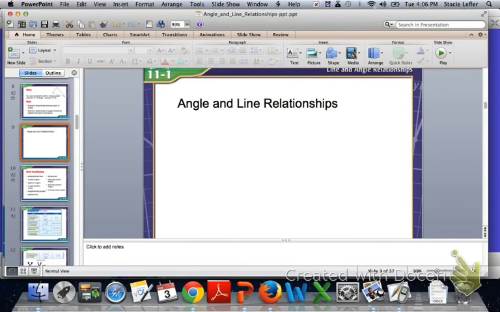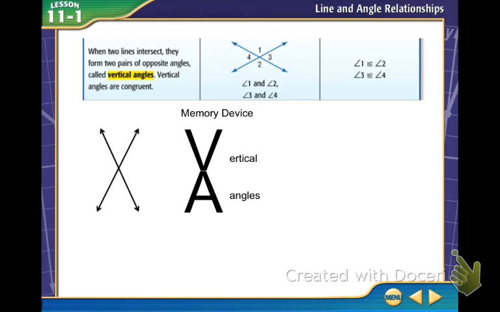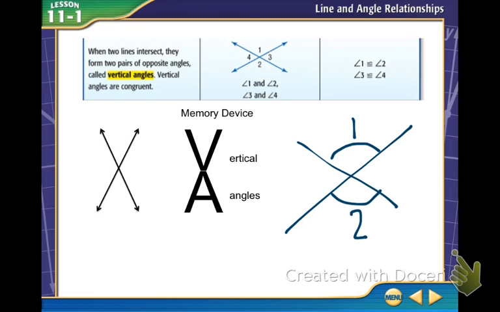We're going to look at some special angle and line relationships. Vertical angles are made when two lines intersect, like that. The vertical angles here are the ones across from each other. So I could call this angle 1 and angle 2, and I would say they are vertical. They're opposite from each other. Or I could look at these two here, angle 3 and angle 4, and they are also vertical.